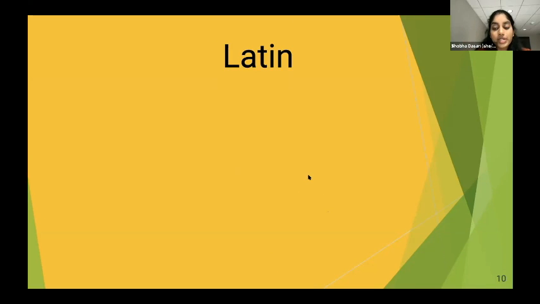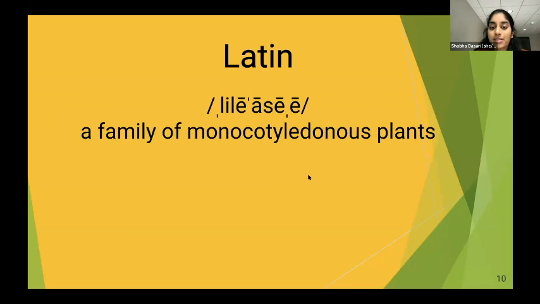Cool. So first word is Latin, and it's pronounced Lily-ace. This one is a little bit difficult, but let's give it all our best tries. This is a family of monocotyledonous plants, which basically just means it has one reproductive organ in the plant. So let's see what people are guessing. Okay, lots of correct examples.